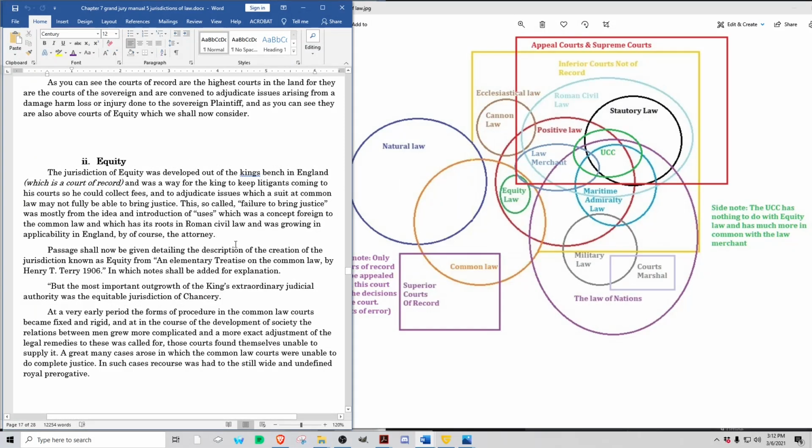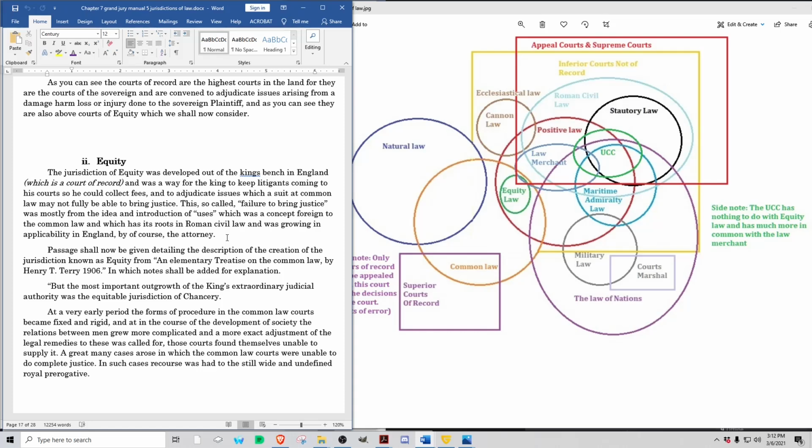So equity, the jurisdiction of equity was developed out of the King's Bench in England, which was a court of record, and was a way for the king to keep litigants coming to his court so he could collect fees, which is what I explained King John was up to, and to adjudicate issues which a suit at common law may not fully be able to bring justice.